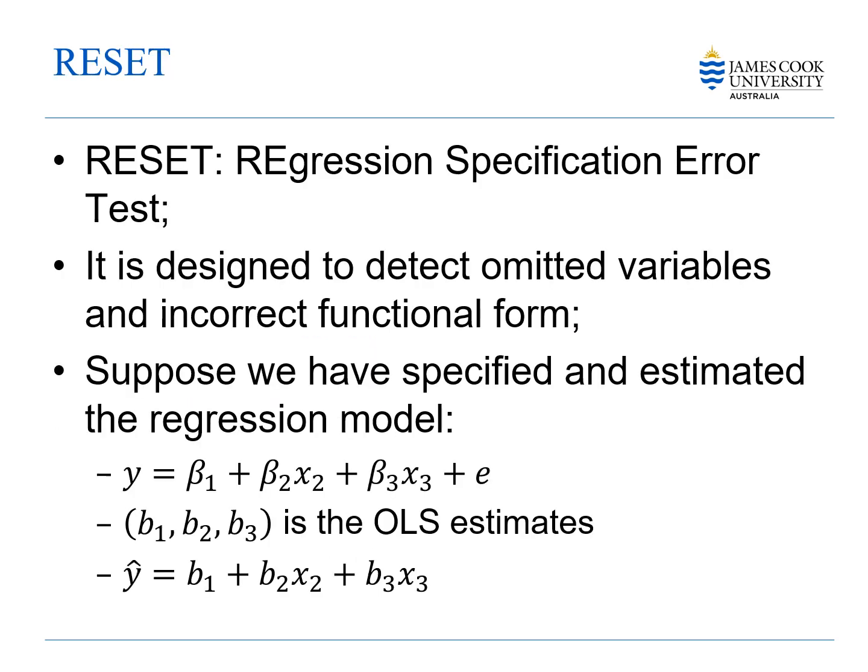All right, so let's look at the RESET test, regression specification error test. It is designed to detect omitted variables and incorrect functional forms. Suppose we have specified and estimated a regression model with beta 1, beta 2, beta 3, and the OLS estimates are b1, b2, b3. From here, we can predict the value of y, the predicted value of y, and then conduct two artificial regressions.